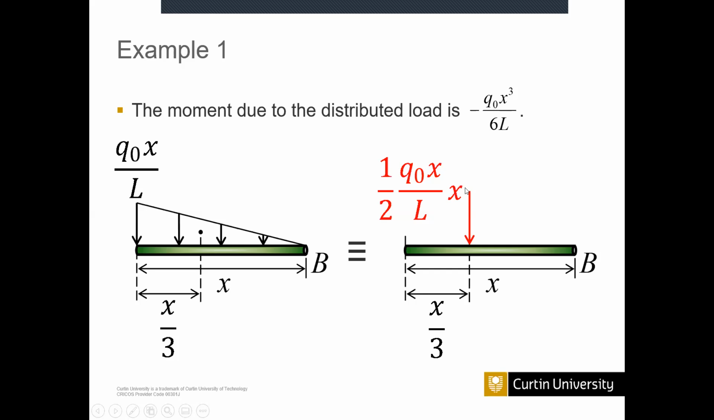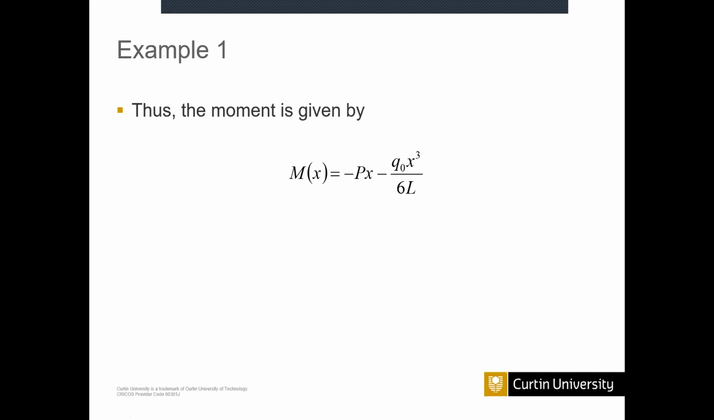When you multiply by this, q naught x cube, because there is x, there is x, there is x, so x cube over 12 times 3, 6. So this is the bending moment at this point. Now we know the total bending moment with the summation. As I told you, this is the first step. You need to find out the bending moment at one particular point.